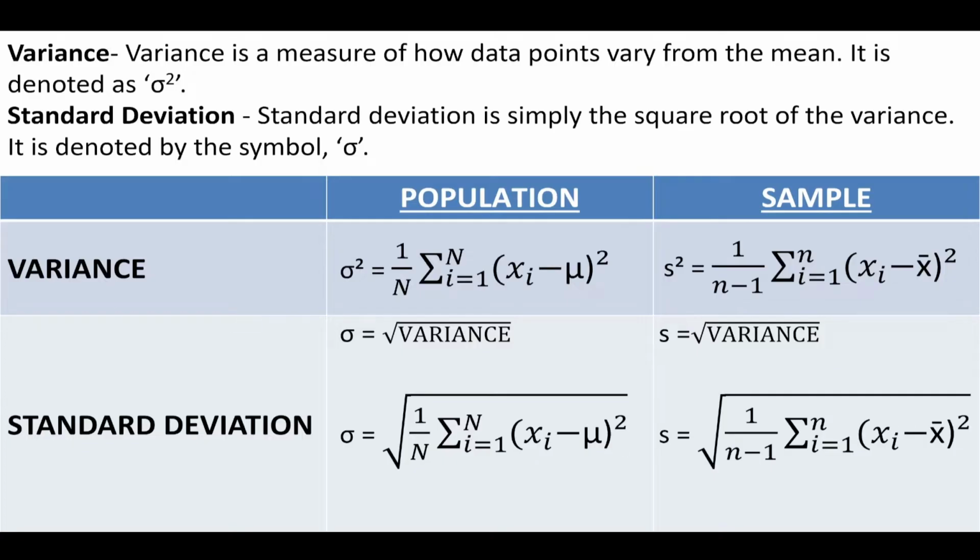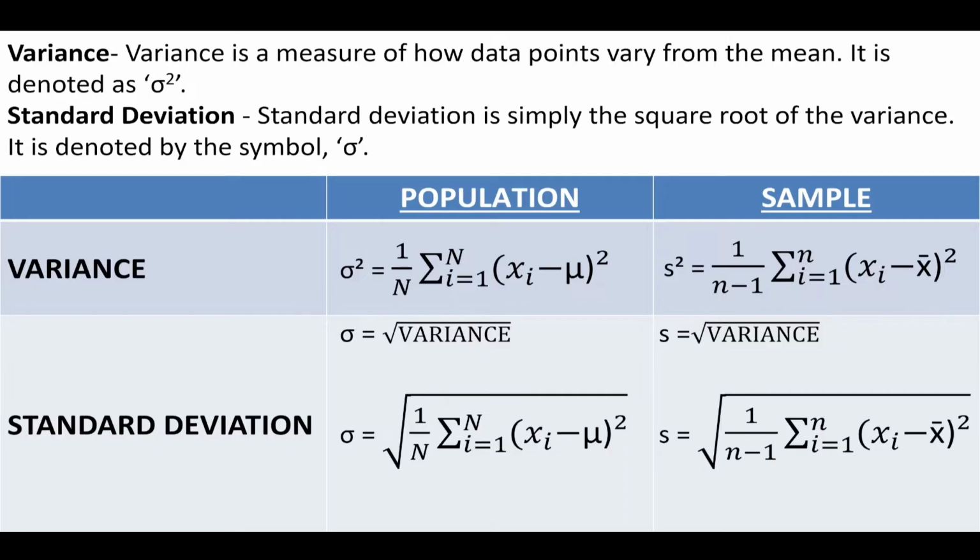Variance of a population is given by sigma square is equal to 1 upon population size, summation of i equals 1 to n, data point minus population mean, the whole square. Variance in case of a sample is given by S square is equal to 1 upon sample size minus 1, summation of i equals 1 to small n, data point minus sample mean, the whole square. There is a small difference in the formula for population and sample. In case of population, we are dividing by population size, but in case of sample, we are dividing by sample size minus 1. Let us see why we do it.